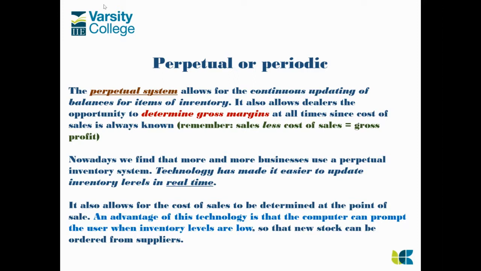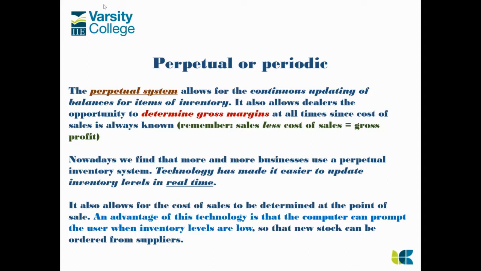Because we're consistently aware of how much inventory we have under the perpetual, at any given point in time we can also calculate our cost of sales. And if we can calculate our cost of sales, we can determine our gross margin, which is just another word for our gross profit. Under the periodic, we can only calculate our gross profit once we know our cost of sales, so we have to do a separate calculation to find our cost of sales and then determine the gross profit. So that's why we also like the perpetual inventory system.